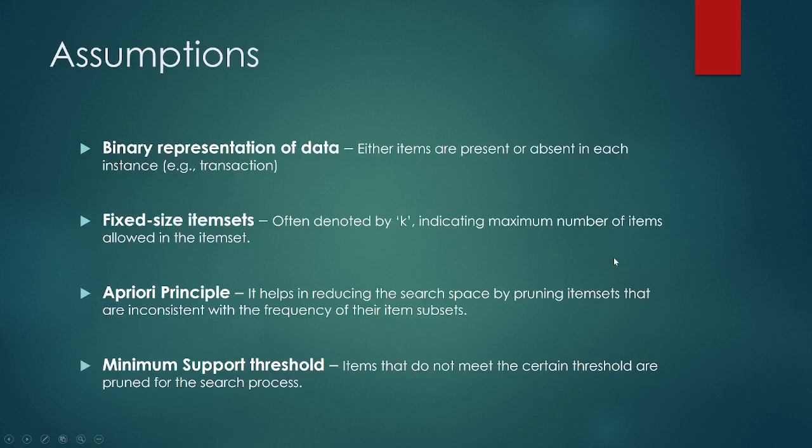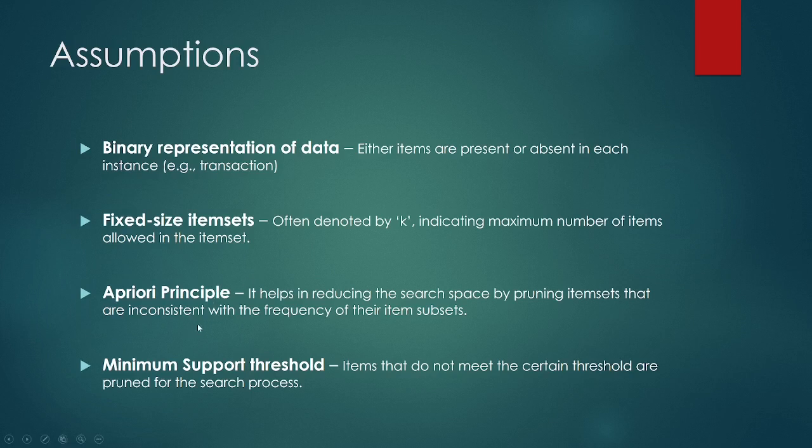Now let's move on to the assumptions. There are a few assumptions in a priori. The first one is the binary representation of data, so either the data is there in the instance or it is not there. Another one is the fixed size item sets. It is kind of a hyperparameter as well, and we will discuss it later. But it is the fixed number of item sets that we need to associate.